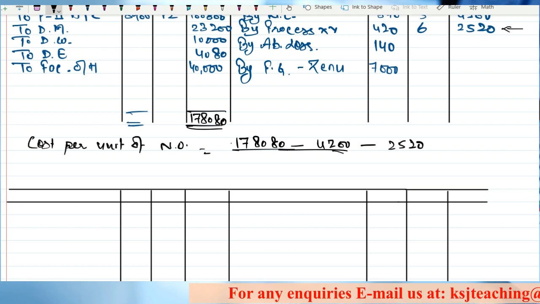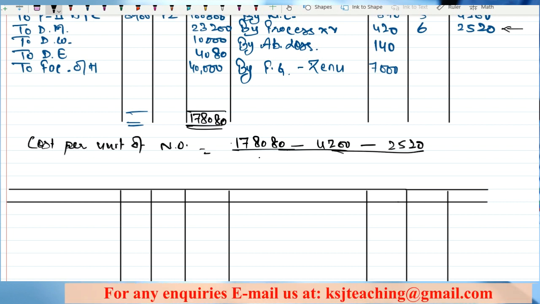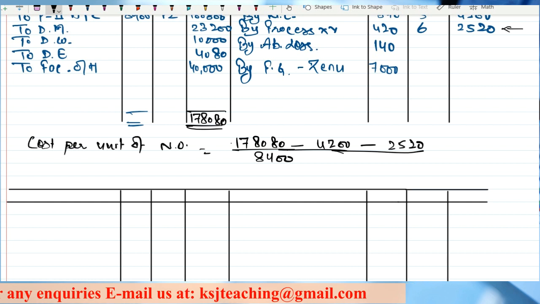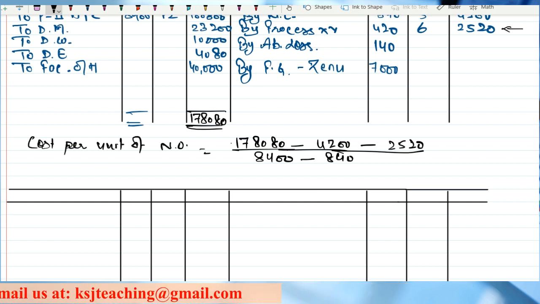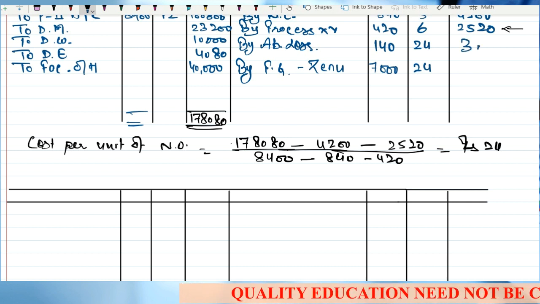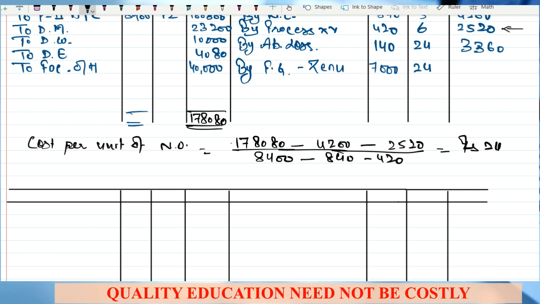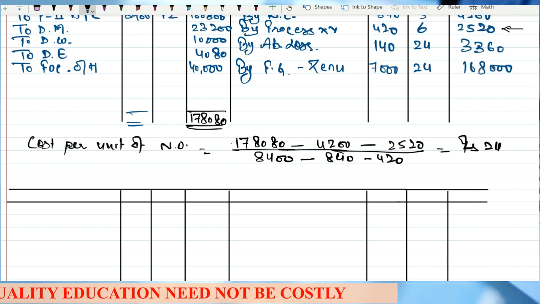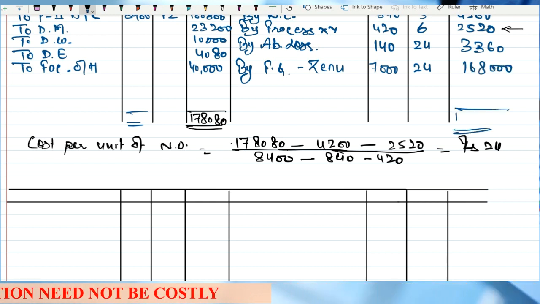Divided by 8400 units minus loss of 840 minus 420 byproduct. So this comes to rupees 24, right? So here I'll take 24 and 24. 3360 and 1,68,000. Do check the calculations once, okay?